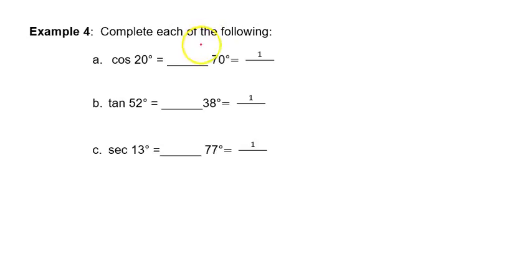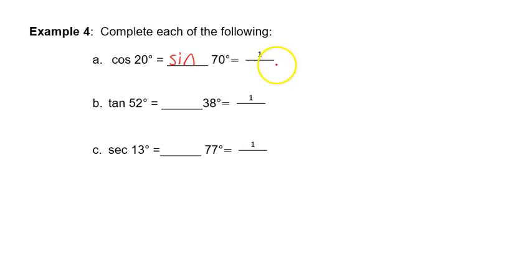Okay, so our example says the cosine of 20 is what of 70? And so according to the relationships that we just talked about with cofunctions, cosine of 20 would be the sine of 70 because those angles add up to 90. This is the pairing, the relationship where it works out.